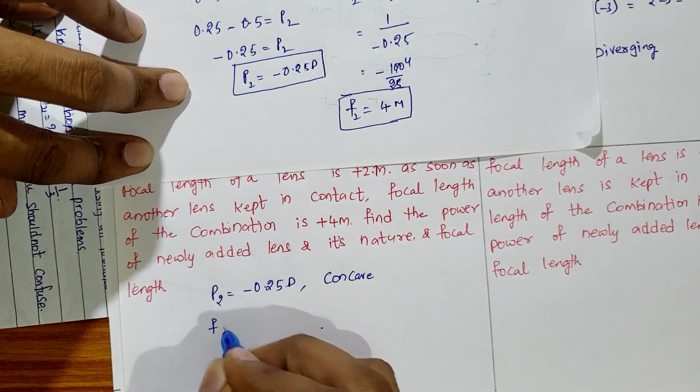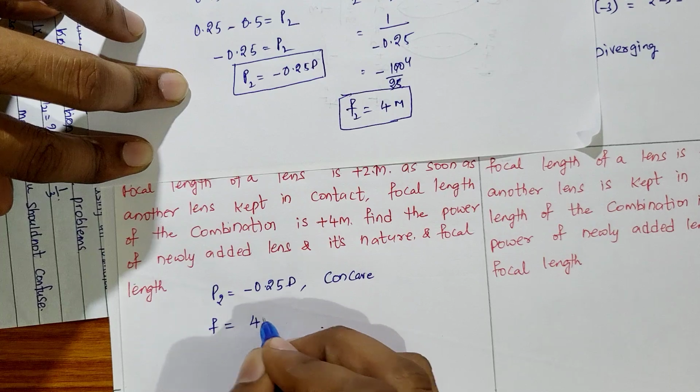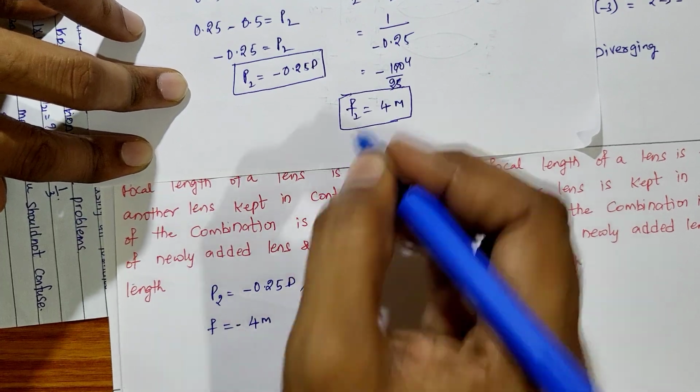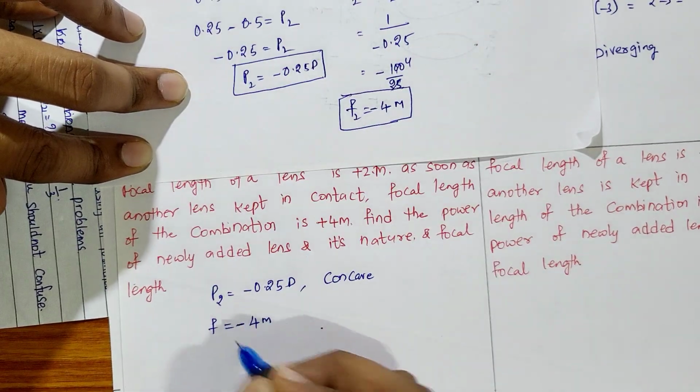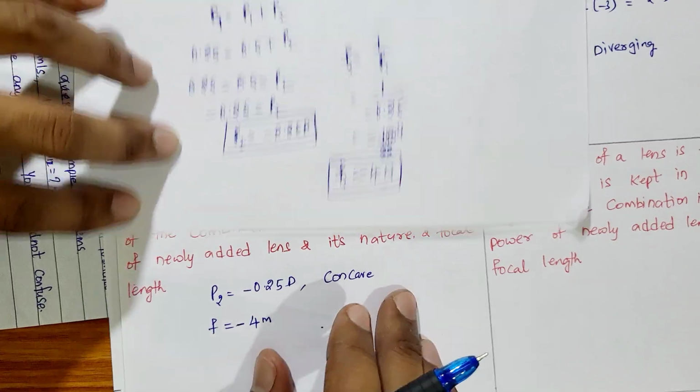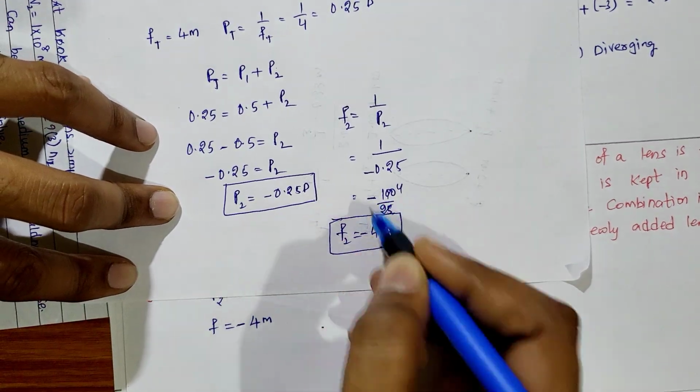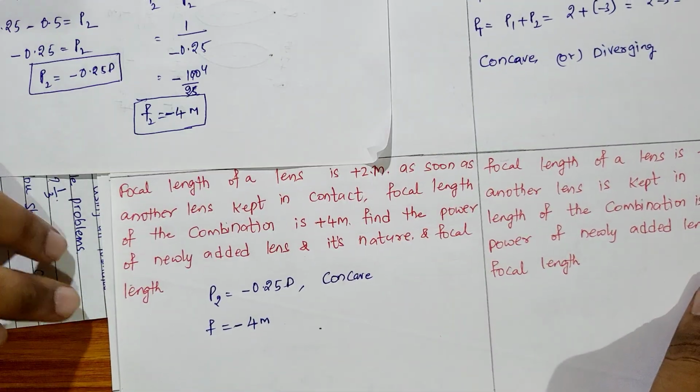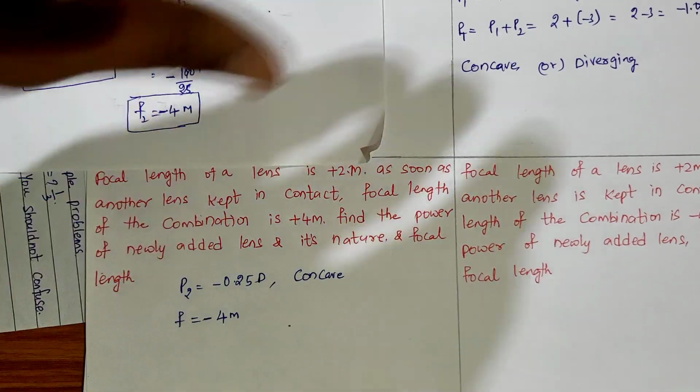And what is the focal length? Focal length will be equal to minus 4 meters. Minus 4 meters, okay, because power is minus, no? Minus 0.25 diopter, minus 4 meters. Okay, this is one of the difficult questions.